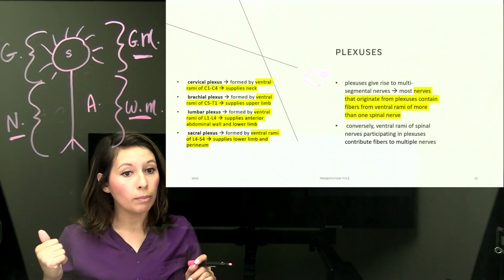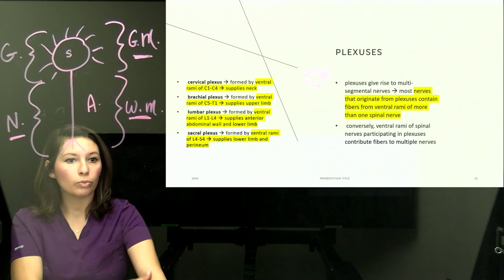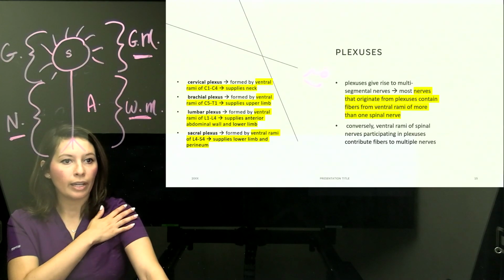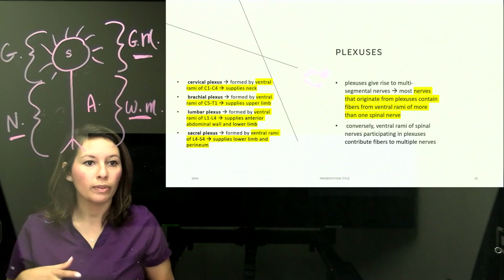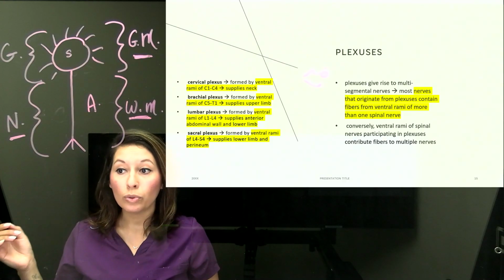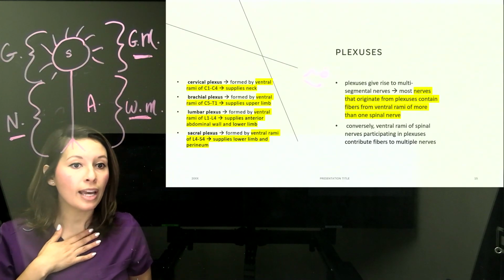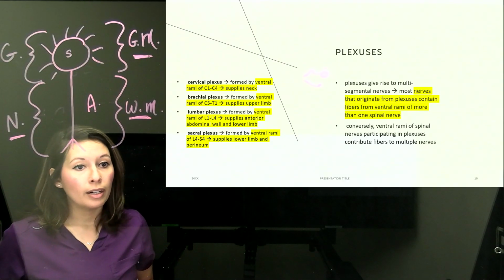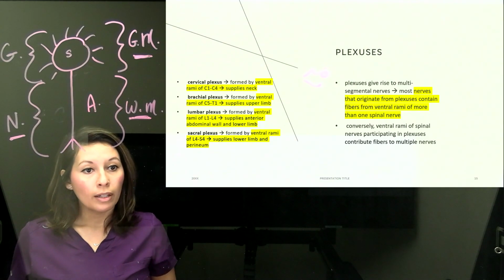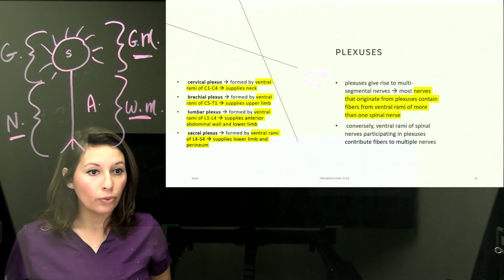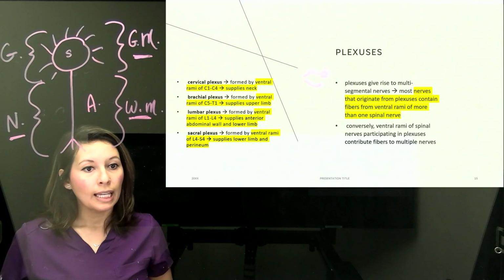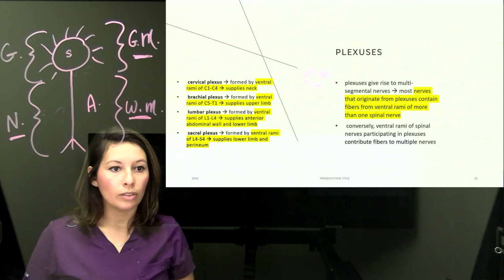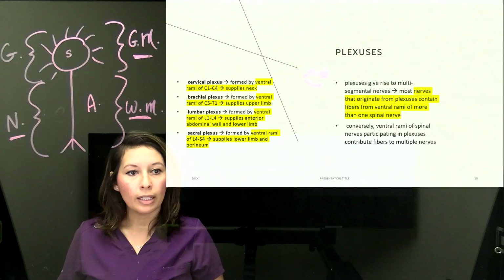Then we have brachial plexus, as the name implies, is going to be supplying this area of your upper extremity. And this comes from the ventral rami of C5 to T1. Then we have lumbar. Lumbar is coming from ventral rami of L1 to L4 and is supplying the abdominal wall and the lower limbs. And sacral plexus, which is also on the lower limb and the perineum.